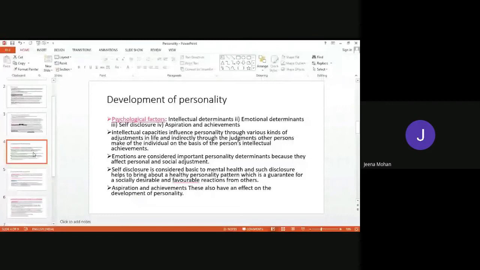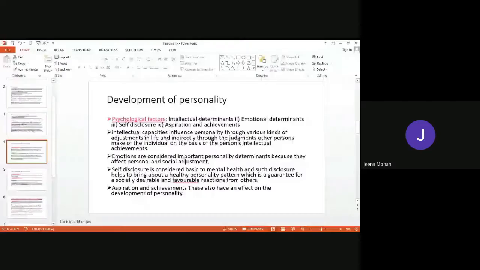Then next are the psychological factors. When we talk about the major psychological factors, they include intellectual determinants, emotional determinants, self-disclosure, and aspirations and achievements. So what does intelligence mean? If a person is intelligent, then he or she will be able to make adjustments with the environment. So what do you mean by intelligence?